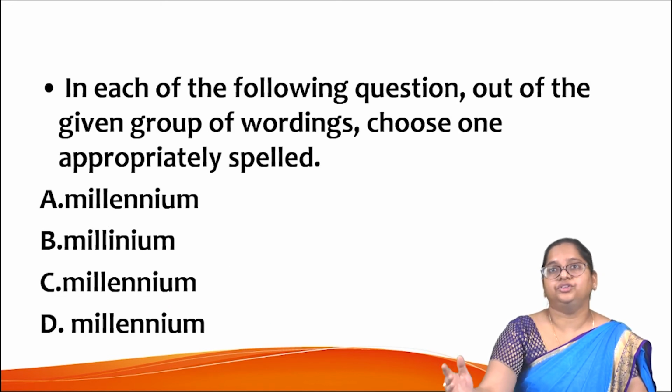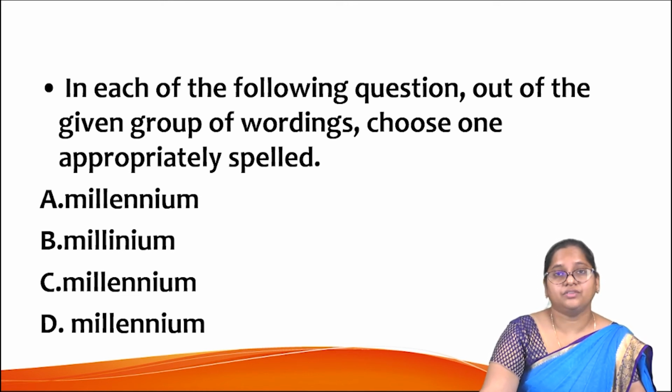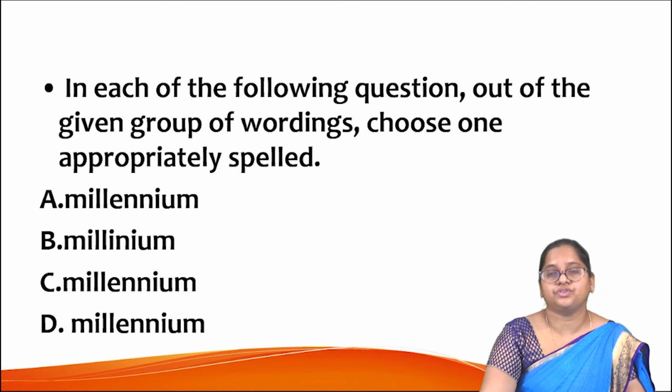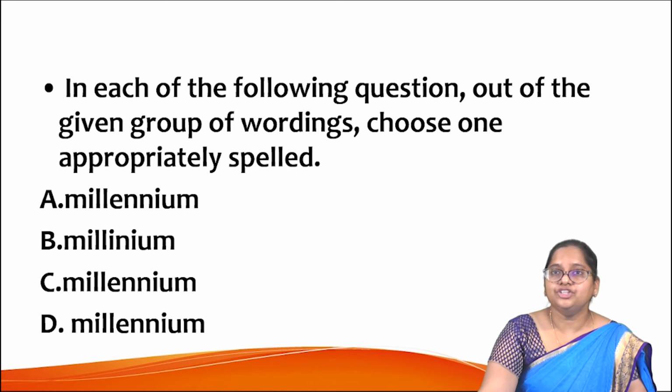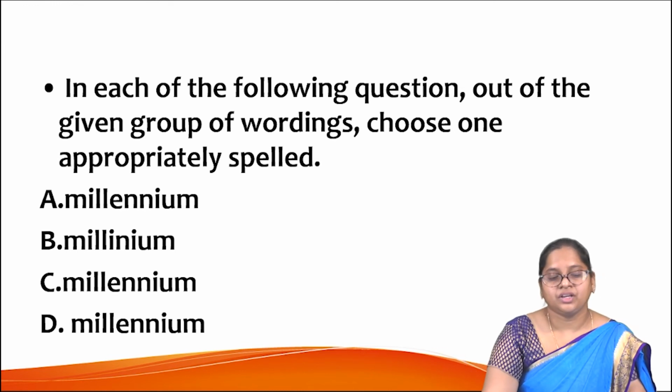Next, now here you have to select the answers for yourself. I'm not going to highlight the right one. Till now we did questions and answers. Now I want you to try out the answers for yourself. In each of the following questions, out of the given group of words, choose the appropriately spelled one. It's the same spelling error, just the other way of asking. Options given are A, B, C, D.